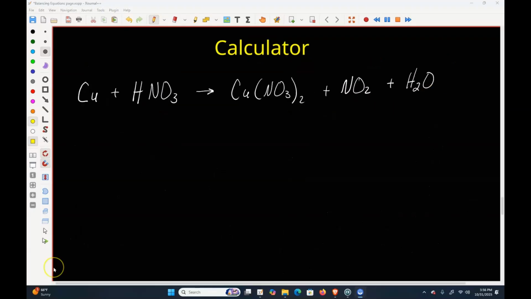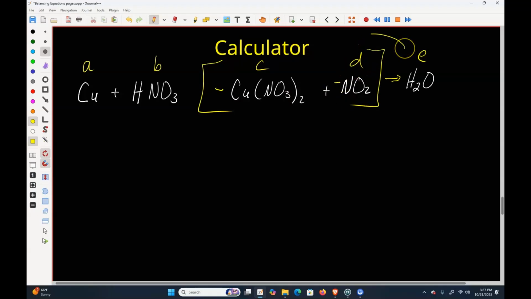All right, let me show you how to do it with a calculator. Again, I want to go ahead and label A, B, C, D, and E. All right, I want to isolate the last variable. So what I'm going to do is move my yield sign over here. So this is going to be minus, and this is going to be minus. I want this isolated, so I took both of those over to this side.